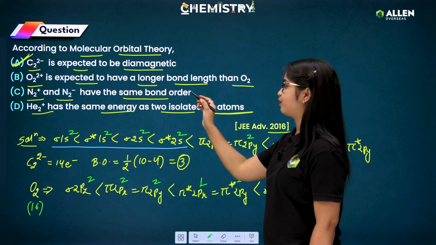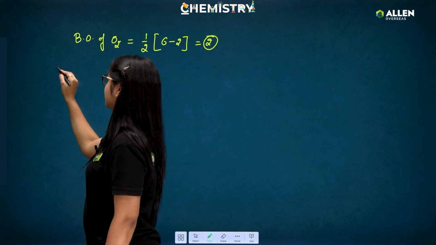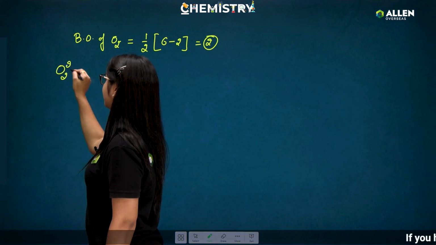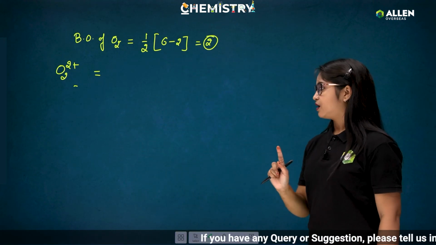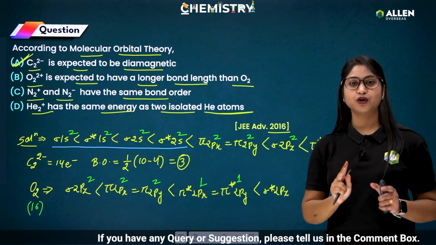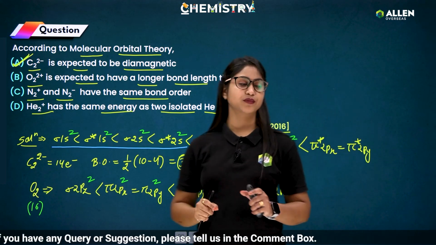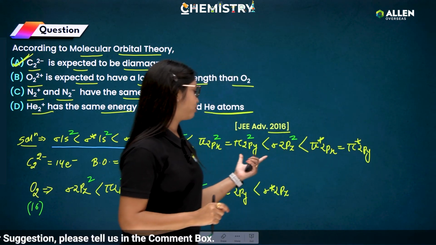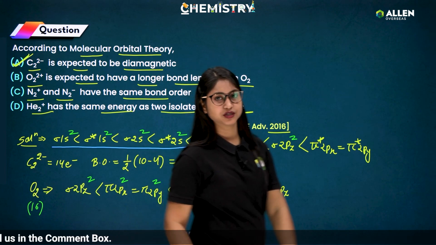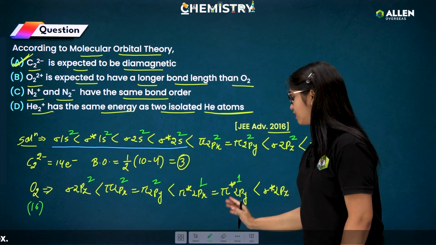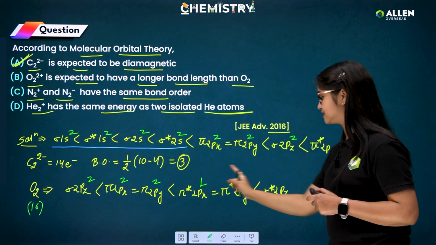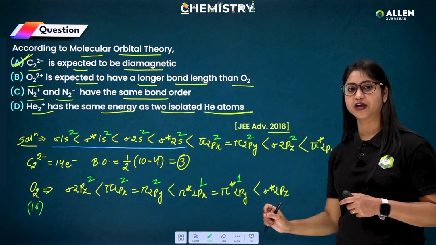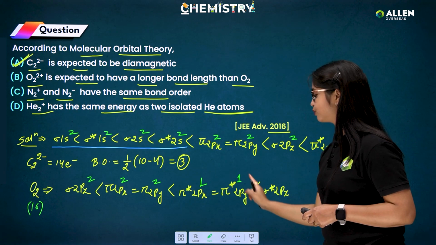Now for O2 2+, you don't have to write the energy order again. We just have to remove 2 electrons. Always remember, whenever you're removing electrons, you have to remove them from the outermost orbitals, which have maximum energy. For O2, the orbitals with the highest energy are the pi star 2px and pi star 2py. So we are going to remove these 2 electrons.